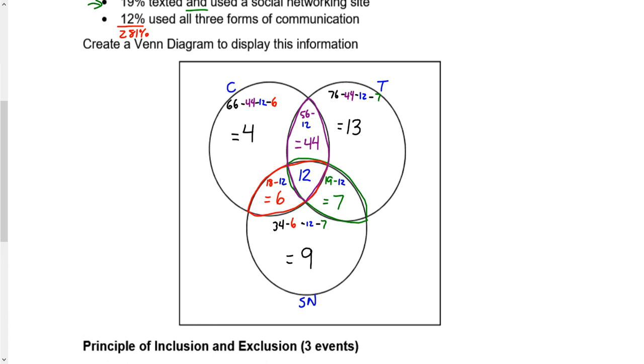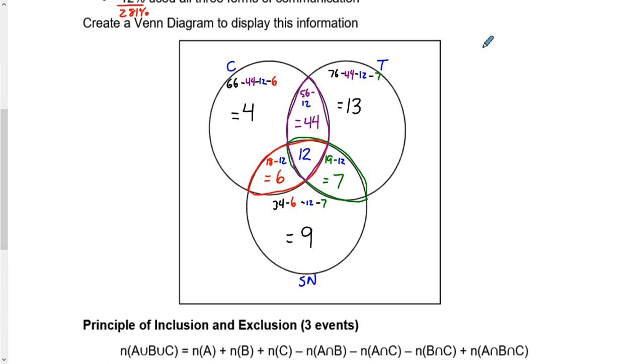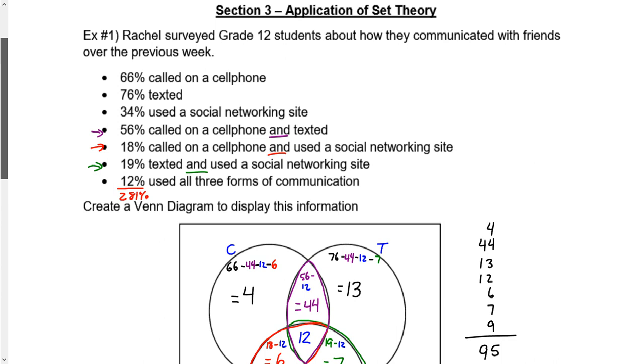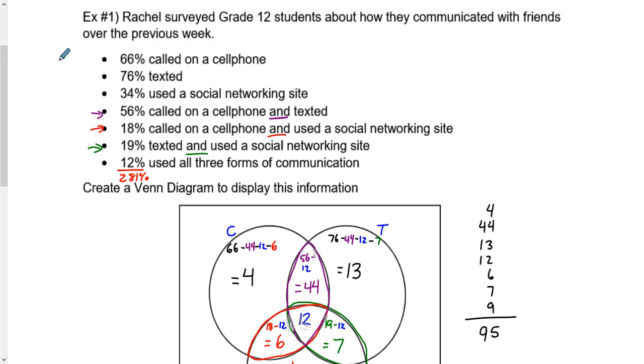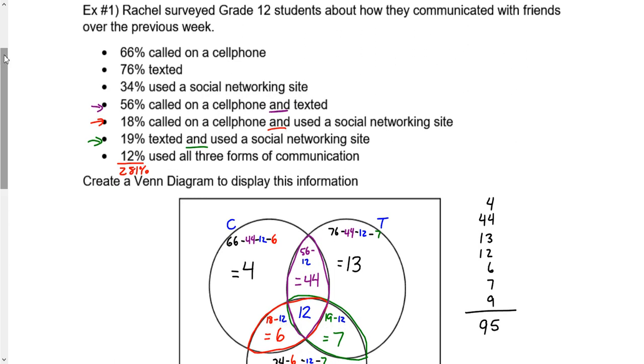So that's all in all. If you add those things up, 4, 44, 13, 12, 6, 7, and 9, it only is 95. Which therefore means 5% of people didn't use any of these to talk to their friends over the week. They just literally talked to them at school. Maybe they got grounded. Maybe their cell phones were taken.